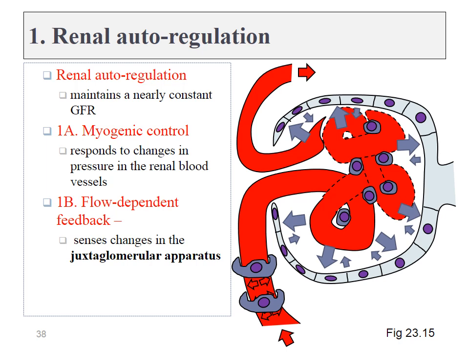Filtration can be regulated by the size of the afferent arteriole. Constricting the afferent arteriole will reduce blood flow to the glomerulus, while dilating it will increase pressure in the glomerulus.